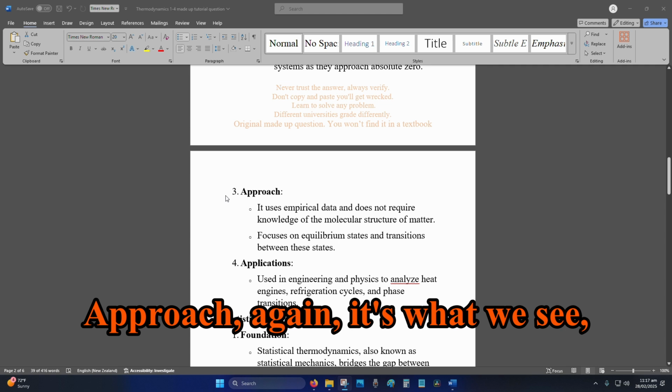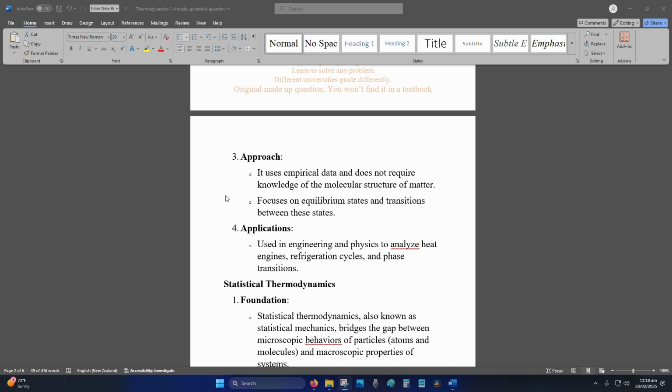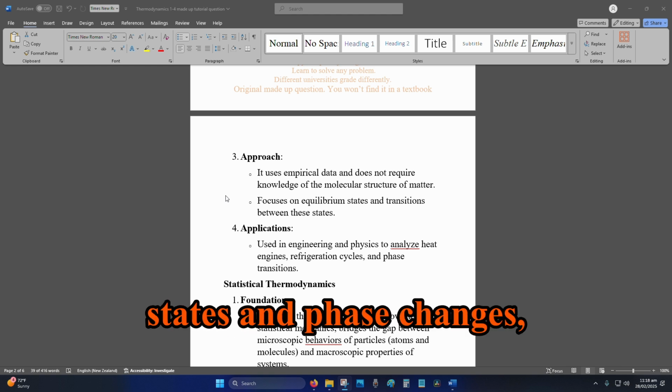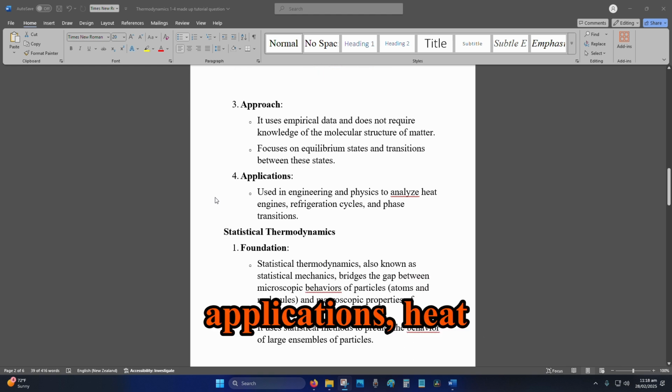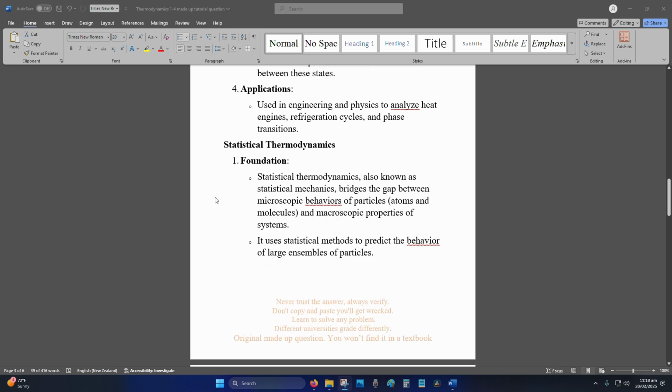The approach, again, is what we see, and it focuses more on, I suppose, equilibrium states and phase changes. Applications: heat engines, refrigerant cycles, phase change.